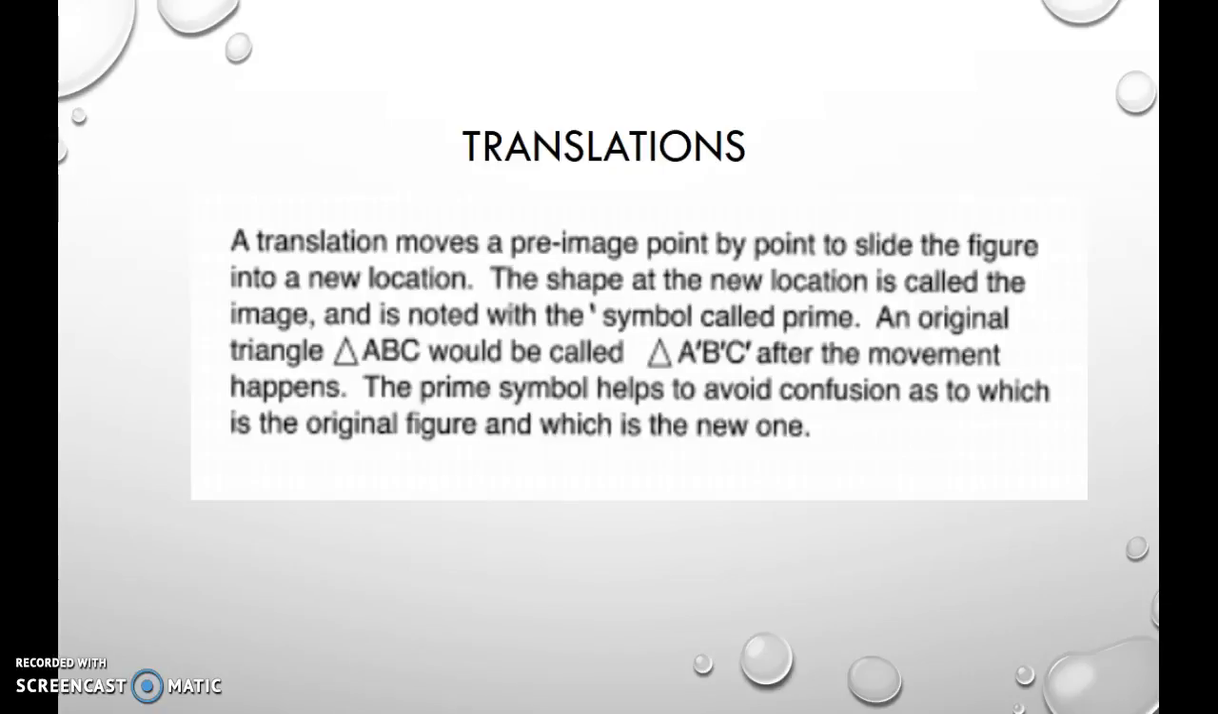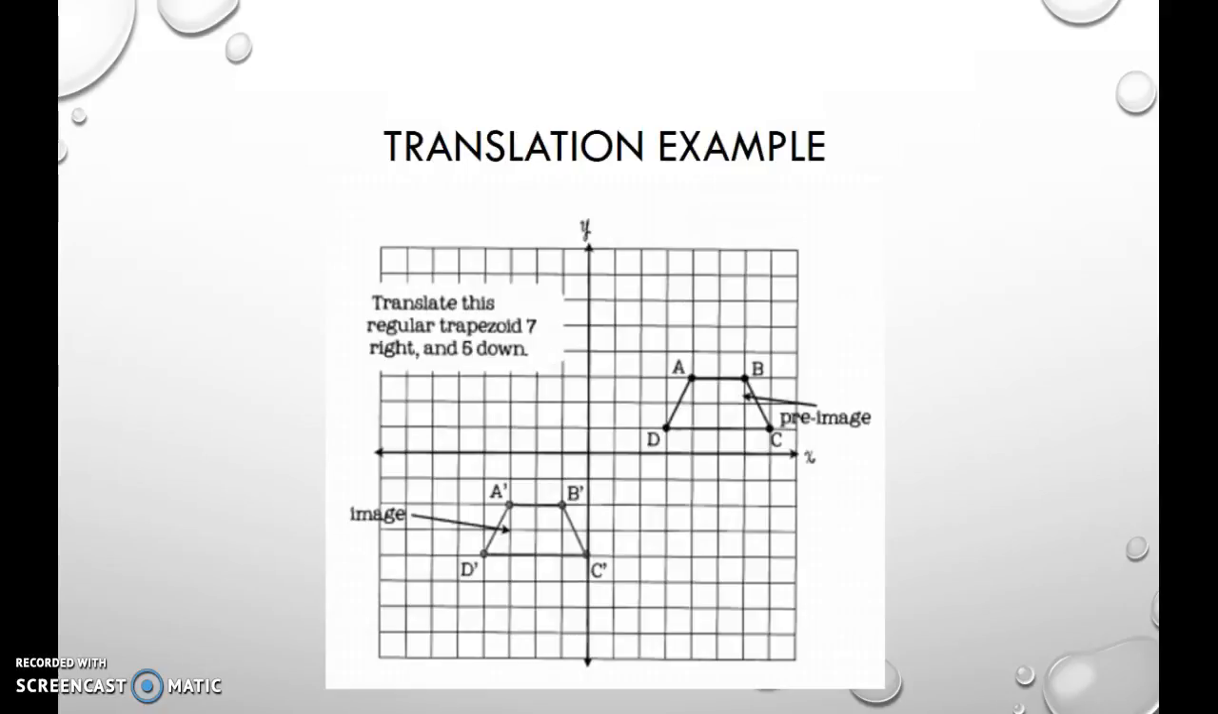Okay? Translations. Translations are the easier of the two. This is where we're going to slide our figure around somehow. And there are 2 different notations we're going to use for that. I'm going to put them on here. You're going to have to add them into your notes. So to translate this regular trapezoid, it says go right 7 and down 5.